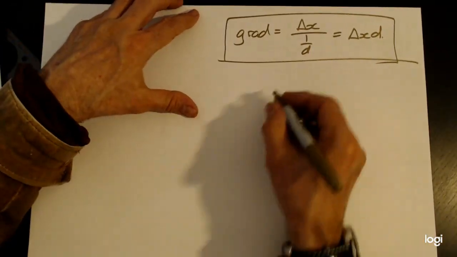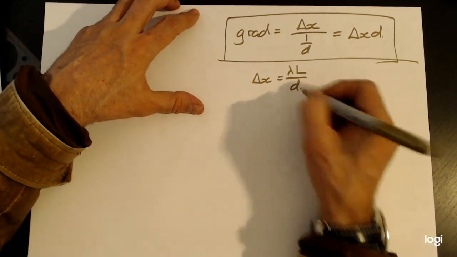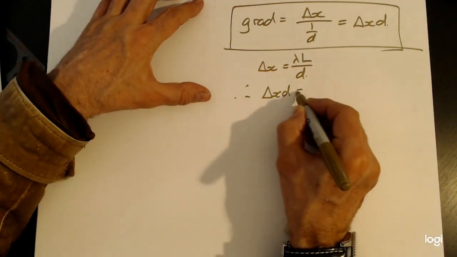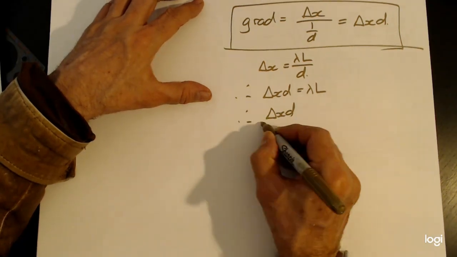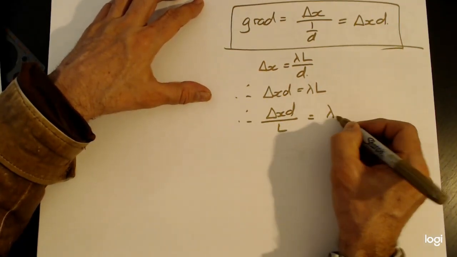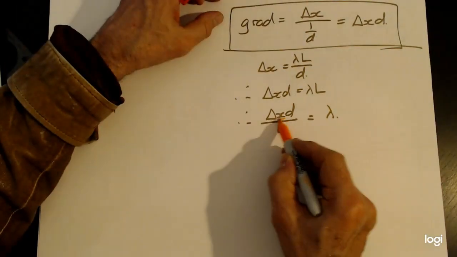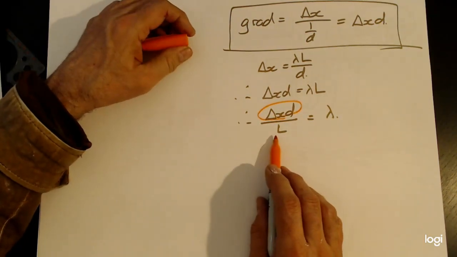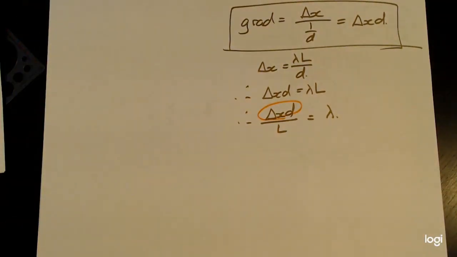But delta x also equals lambda L on d. And therefore, delta x d equals lambda L. And therefore, delta x d on L equals the wavelength. So that's what you're going to do. That is the gradient. You've just got to divide it by the length, which was 5.5 meters, I think, from memory. You just look it up. Right? And that's the wavelength. So that's how you finished that last one off. Right? Fairly straightforward. Make sure you've got the units right and you're done.